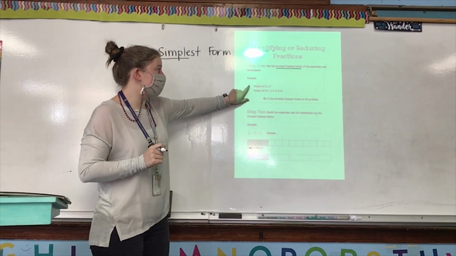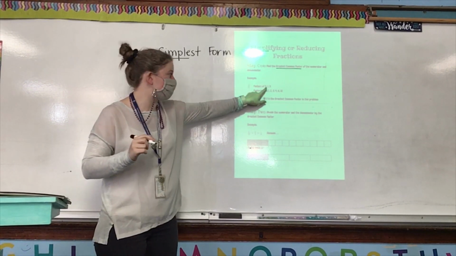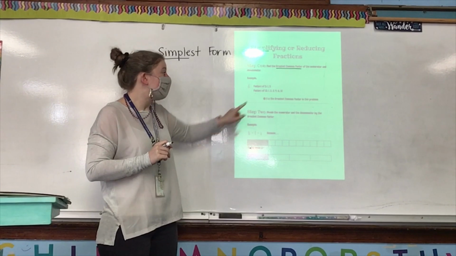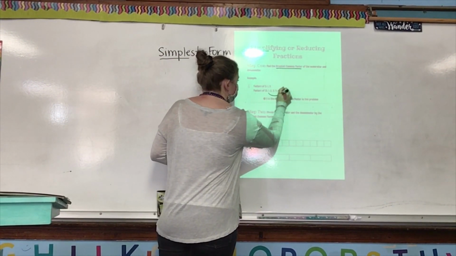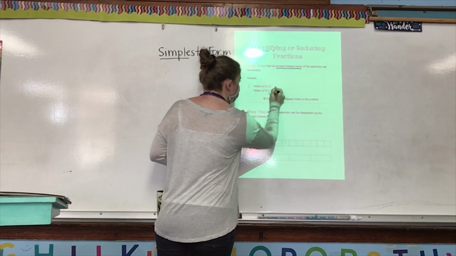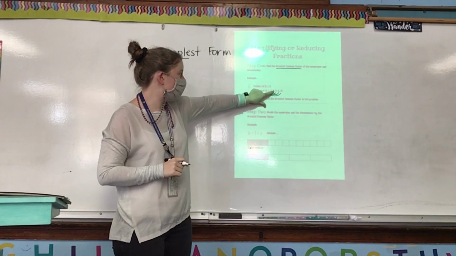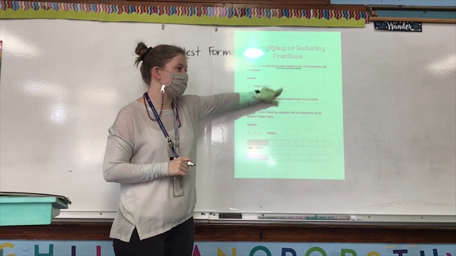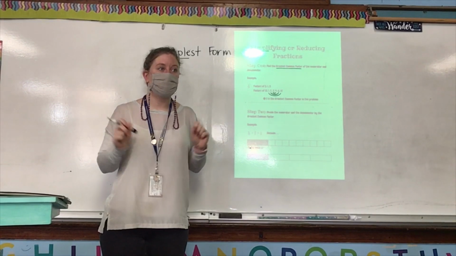So, first we list the factors of 3. Luckily 3 is a prime number. The only factors are 1 and 3. Then we list the factors of 12. So we have our factor rainbowing to find that the factors of 12 are 1, 2, 3, 4, 6, and 12. We're going to go through and underline all the common factors.